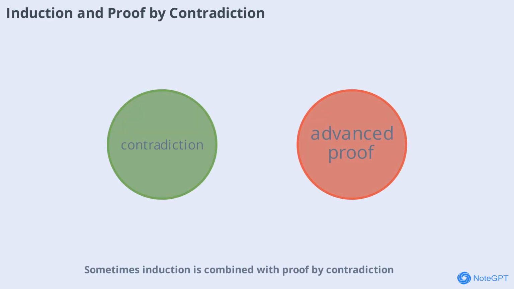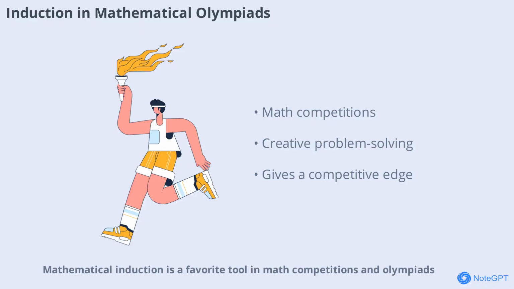Sometimes, induction is combined with proof by contradiction. If assuming the statement is false leads to a contradiction and induction shows it must be true for all cases, the proof is complete. This combination strengthens arguments and is used in advanced mathematics. Mathematical induction is a favorite tool in math competitions and Olympiads. Many challenging problems require creative use of induction, testing both understanding and ingenuity. Mastering induction can give you a significant edge in these contests.